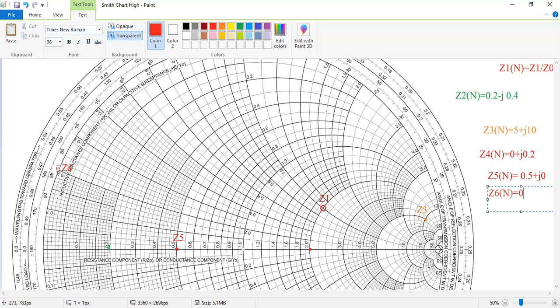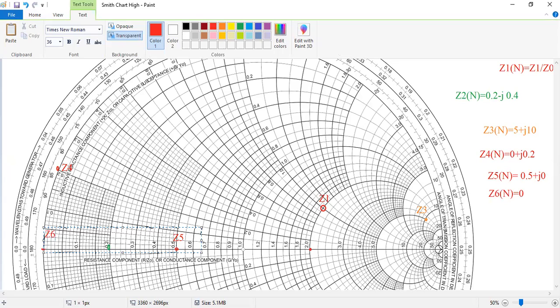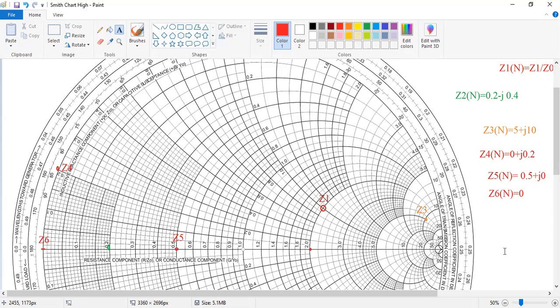Yes, sir. Okay, now we will go for the next, that is Z6 equals 0. Both parts will be 0. Now tell me where it will be located. The left extreme. Yes, the left extreme, so here it will be. This is Z6. And if I put Z7 equals infinity, then extreme right. Correct, it will be at the extreme right.